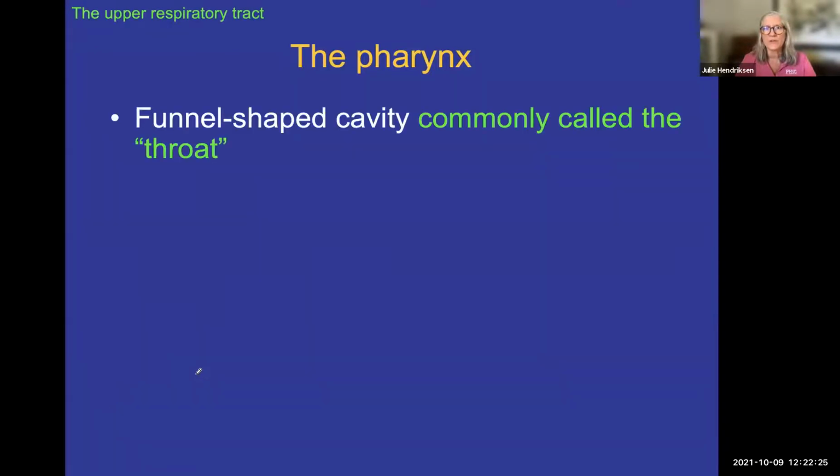So the pharynx, also commonly known as the throat. We know there's an area right behind the nose, a pharynx behind your mouth, and a pharynx that's near the voice box.